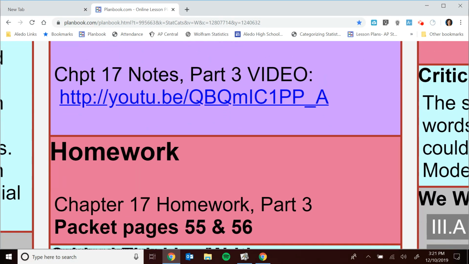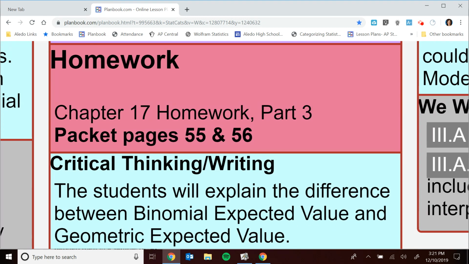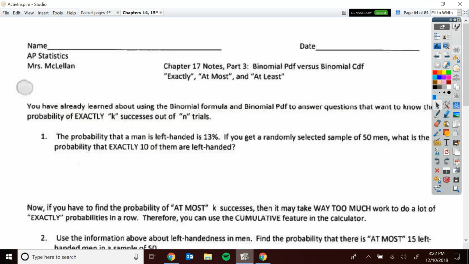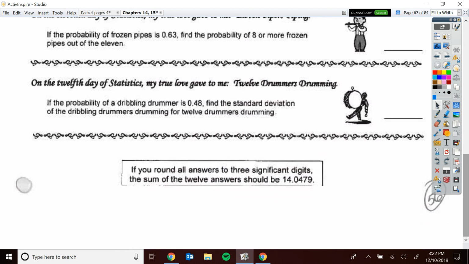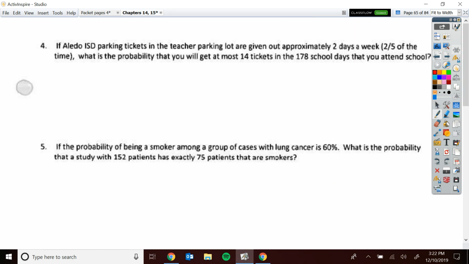That's on page 53 and 54, and your homework will be the 12 days of statistics, which is on page 55 and 56. When you do those, if you do things to 3 significant digits, I'll show you this again when we get to it, at the bottom of page 56 it gives you a little hint that you could sum them all up and check yourself. Hopefully this will be short enough that you can work together during class to check yourself as you go along.